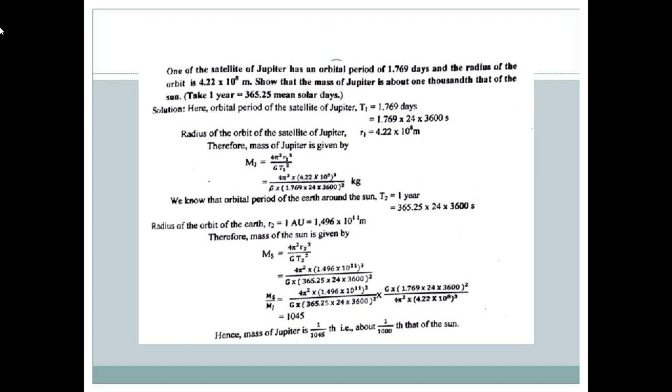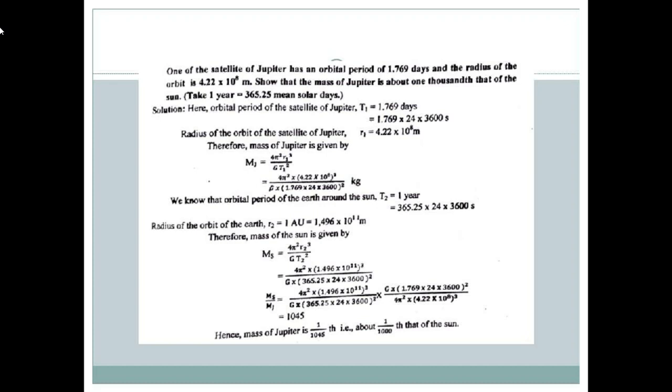Therefore, the mass of Jupiter is given by the formula capital M, which we will denote by suffix j since we are calculating it for Jupiter. So Mj is equal to 4π² R1³ upon G T1². When you substitute, you will get 4π² × (4.22 × 10^8)³ divided by G × (1.769 × 24 × 3600)², and it will come in kg.